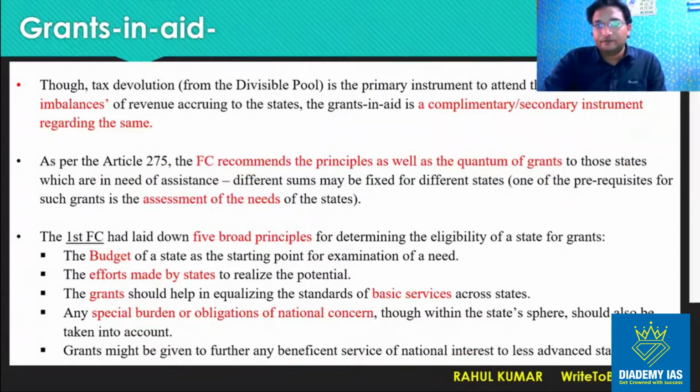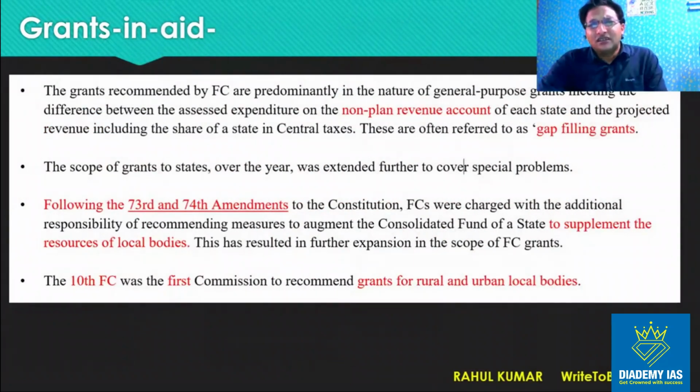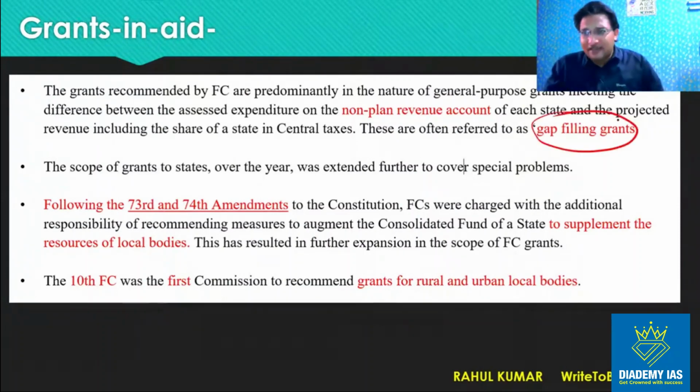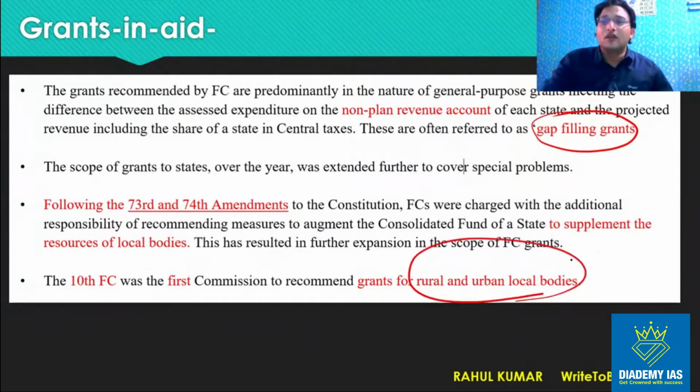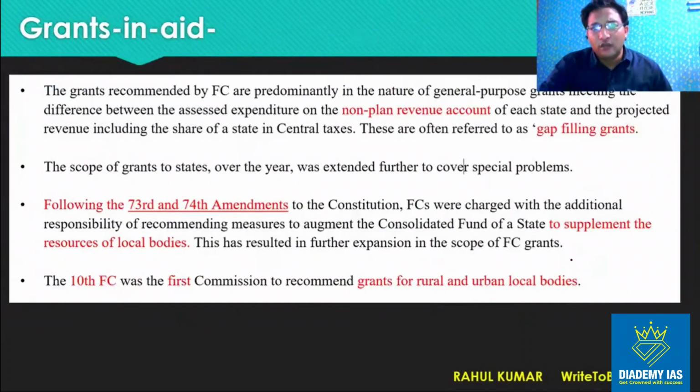So basically, this grants in aid money was primarily given earlier. Now this money is not that popular. This is primarily a gap filling grant, right? Or this grant can also be given to the rural and urban local bodies. So primarily, the divisible pool is the main thing.